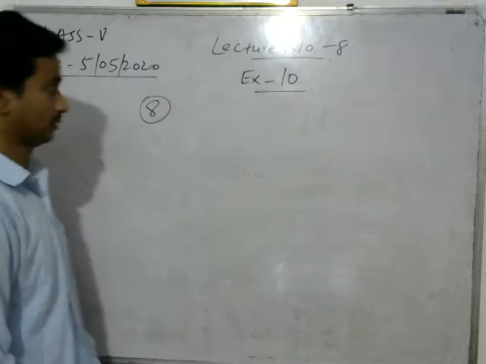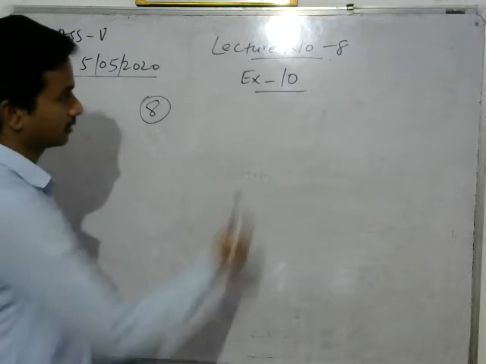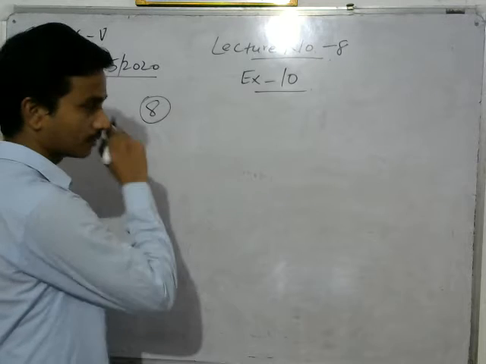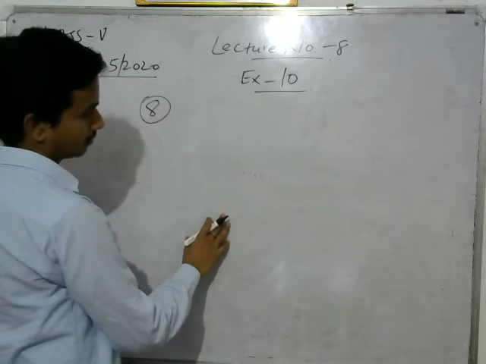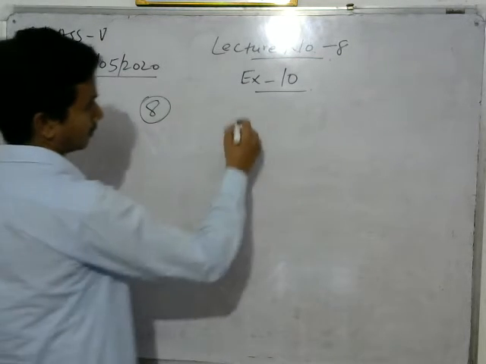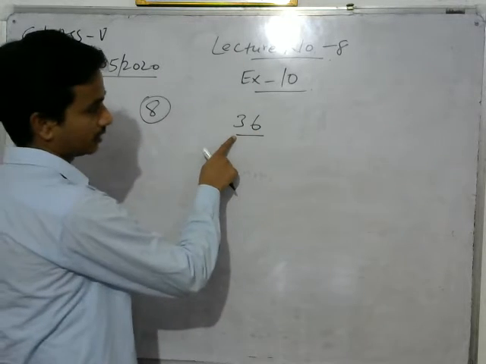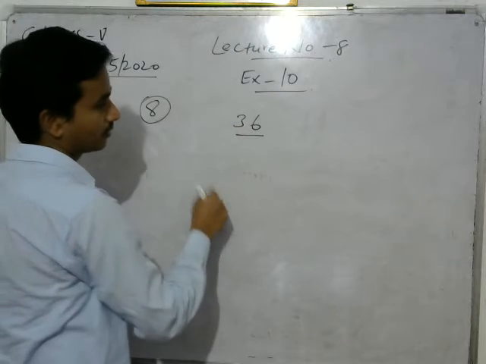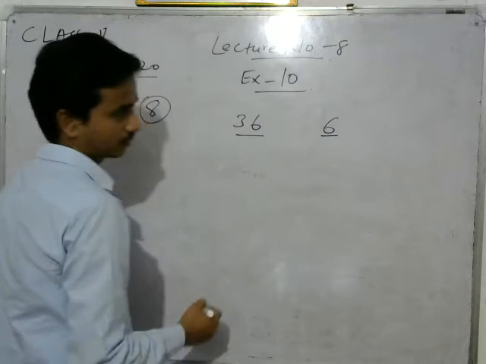So today, this is our lecture number 8, and today we will discuss some problems of exercise 10. See, question number 8 is saying, which of these following numbers is divisible by 6? So how can we test for divisibility by 6? Suppose there is a number 36 and we want to check whether this number is divisible by 6 or not. How can we check it for divisibility by 6?